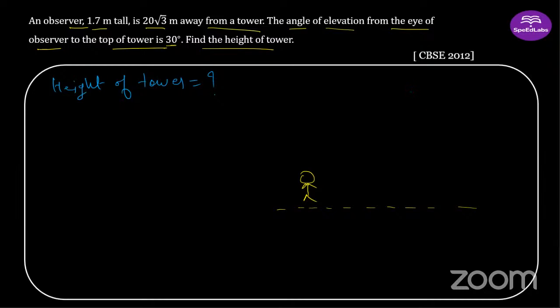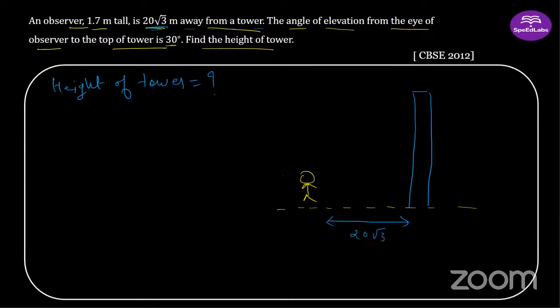I hope you people are now able to draw the diagram. Sir, so the hypotenuse is 20 root 3, right? Away from the tower. No, sorry, the base is 20 root 3. The base would be 20 root 3 because they are saying away from the tower. So 1.7 meter is the height of the person.